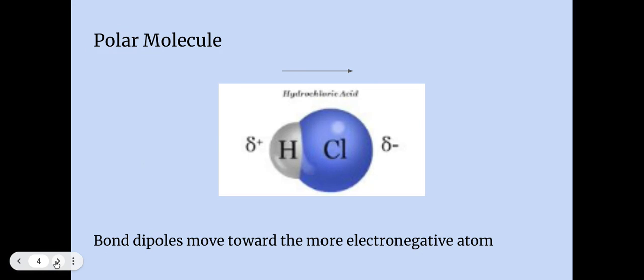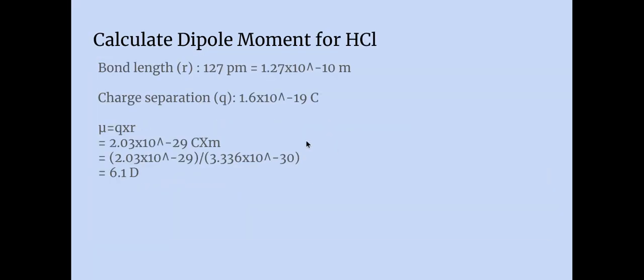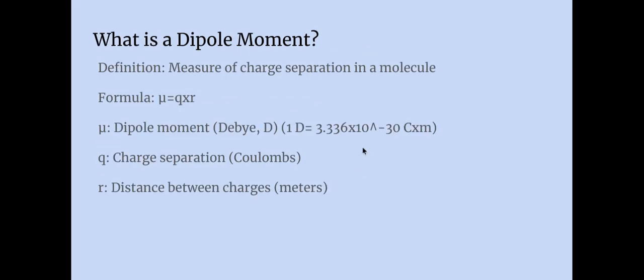So we're able to calculate a dipole moment. This is the overall measure of charge separation in a molecule. The formula to calculate it equals our charge separation times the distance between charges. The distance between charges is just the distance between our two atoms, and the charge separation is how much bigger one is than the other. Whenever we calculate this, we have to convert it into debyes, and the conversion factor is 3.336 times 10 to the negative 30th. The unit is coulombs times meters.